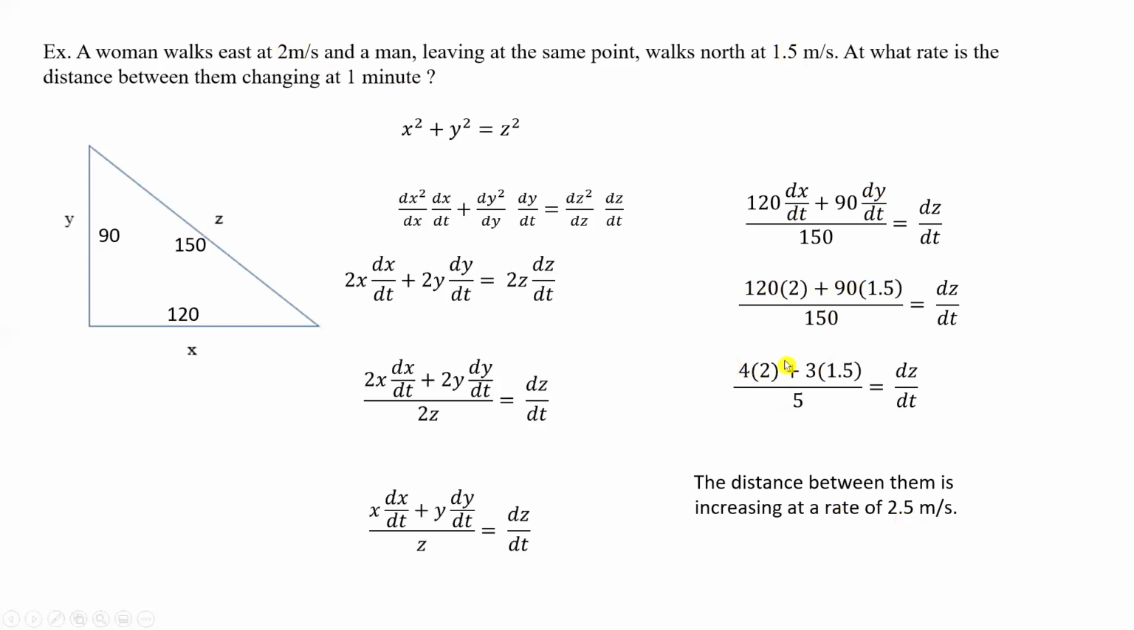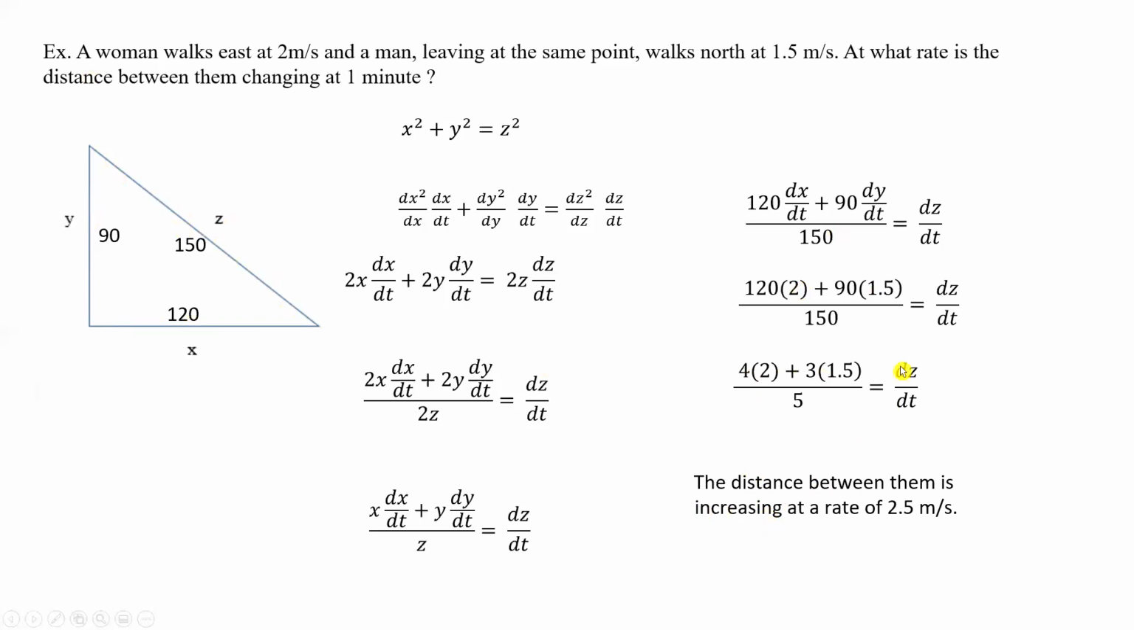Now, positive numbers, so the distance is increasing. Why were all these rates positive? This distance was getting bigger. Bigger means positive. This distance was getting bigger. Bigger is positive. Should z have been positive? Is that distance increasing or decreasing as these two people walk further and further away? I think it's increasing, so this should make some sense to you.